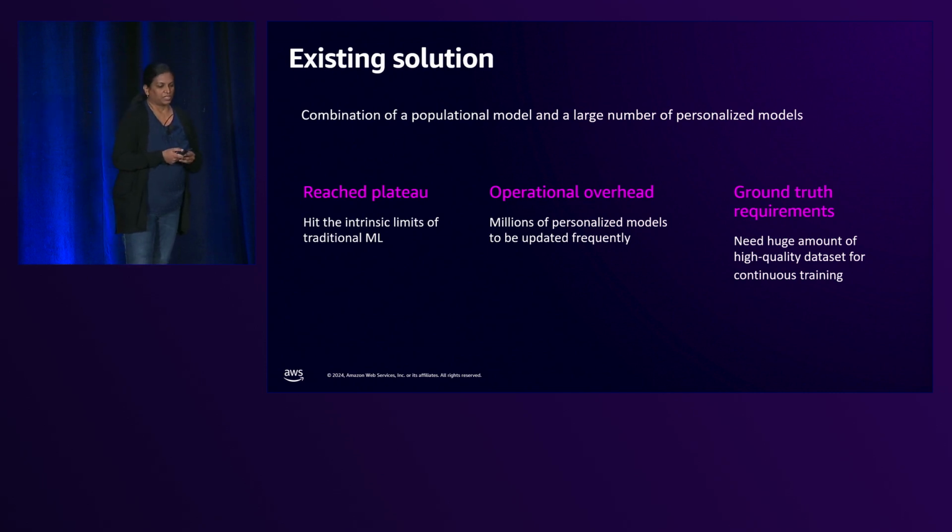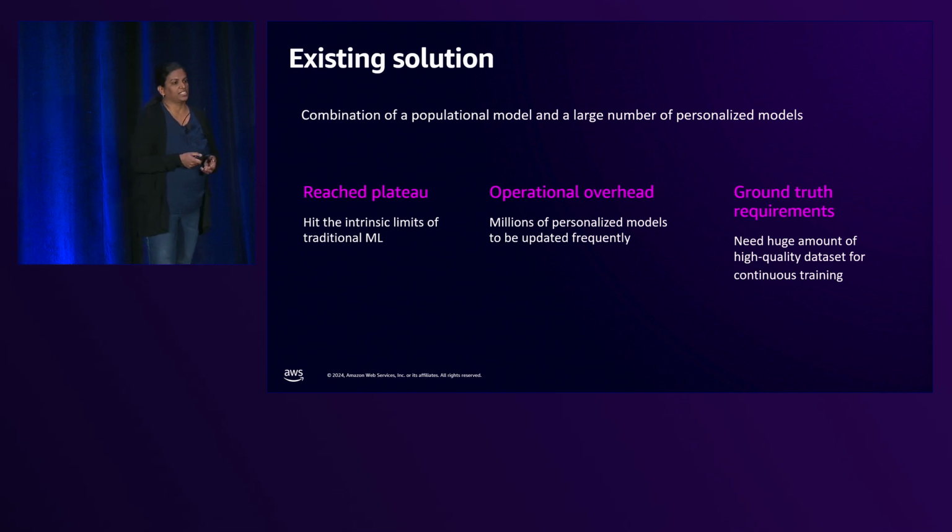Okay, so this is our existing solution. As I promised, I'll share. We have a combination of a population model and a large number of personalized models, all traditional ML based. We hit the limits of improving accuracy of the solution, as there's only so much data that we could train on if you're only relying on customer data. And our model architectures were small. So the accuracy has not improved in quite some time.